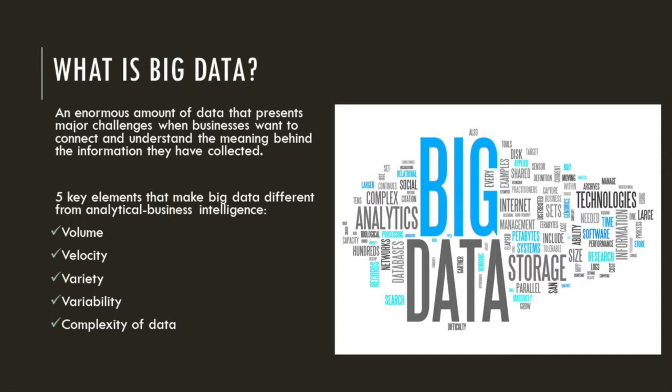There are 5 concepts or 5 key elements that help us understand if we are talking or not about big data. The first one is volume, which refers to the quantity of information that has to be processed, and is usually, as I mentioned, a huge one. The other one is velocity, which relates to the speed at which data is created or processed, stored, and analyzed.